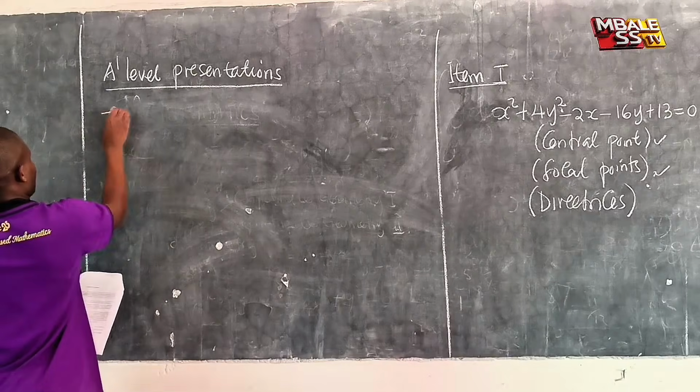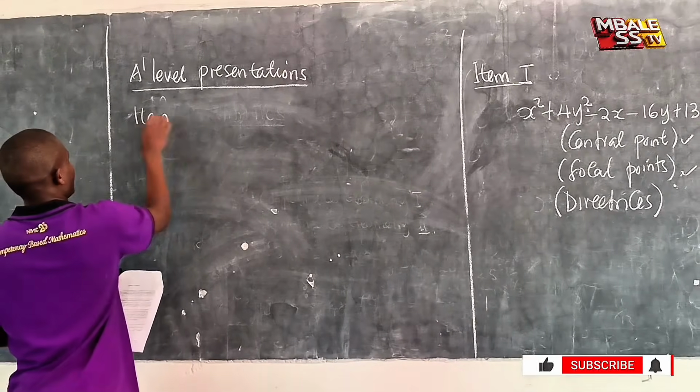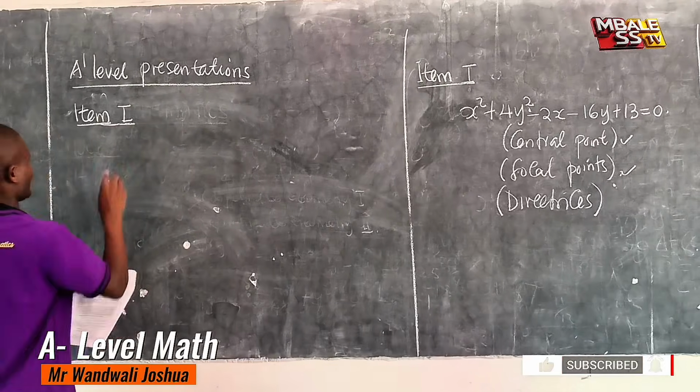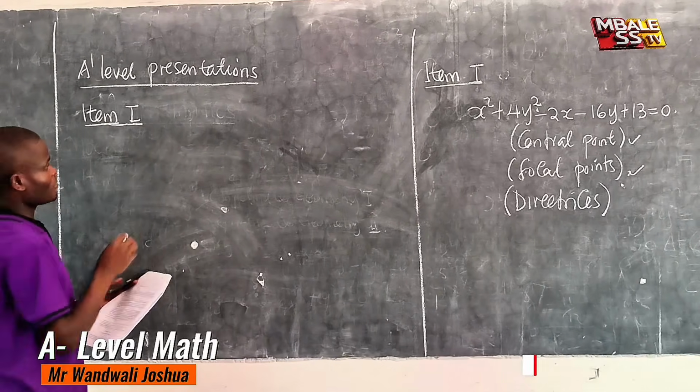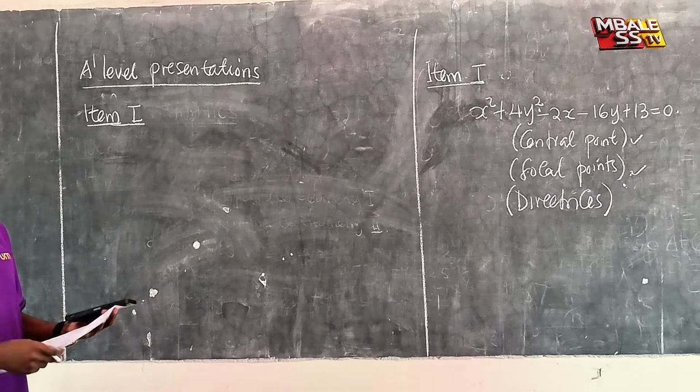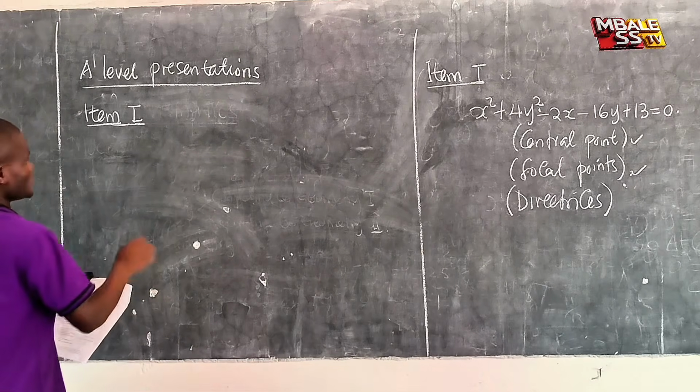So task A, this is item 1. Candidates are expected to organize their work, because here we look at presentation. We don't look at how fast you are going to get the solution, but how you present your work from the beginning up to the end.